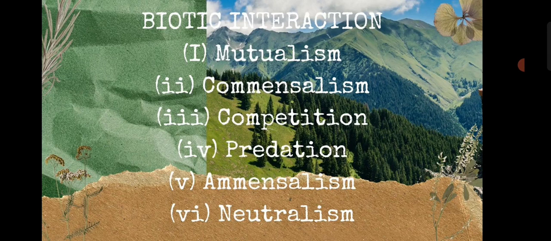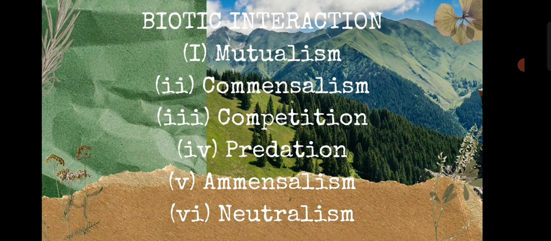Now coming to the next one, that is competition. It occurs when two or more organisms compete for limited resources like food, space or matter. It can lead to decreased fitness and reproductive success for the individuals involved. For example, two plants competing for sunlight and nutrients in a crowded garden. Now coming to the next one, that is predation. One species benefits, the other is harmed. For example, a lion hunting and eating a zebra on the African savanna.